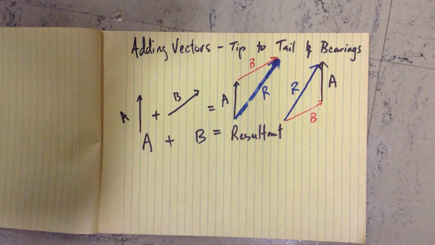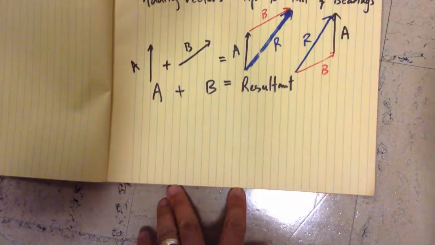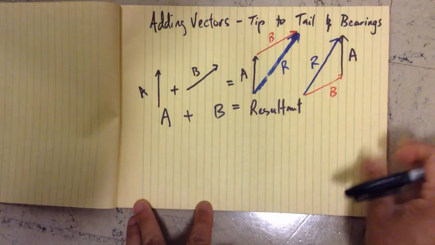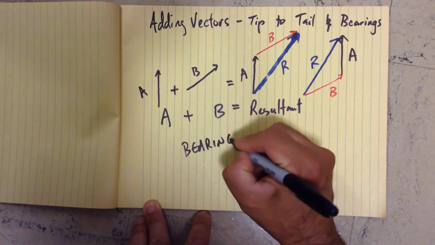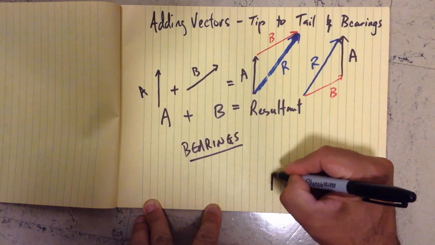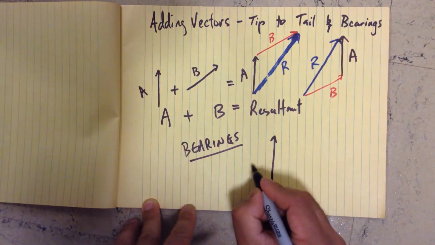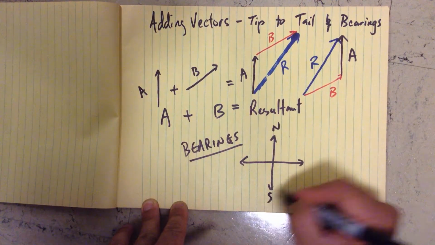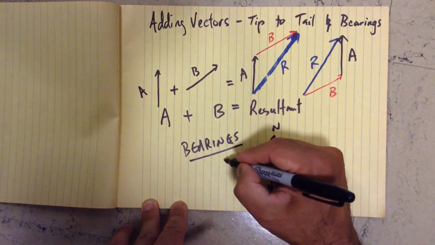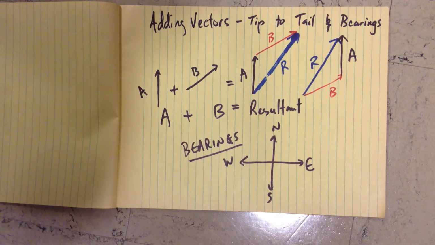When I want to set up bearings, just a reminder for our bearing discussion, we have 4 main directions that we consider, right? We have north, we have south, we have east, and we have west. When we want to describe a vector, we have to describe it in terms of those 4 cardinal directions and then modify it in some way.